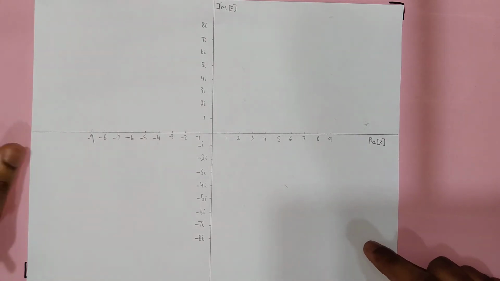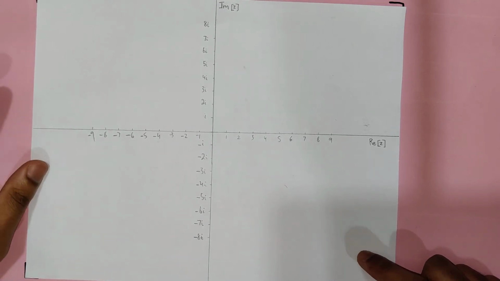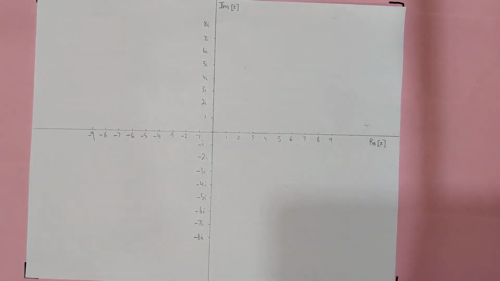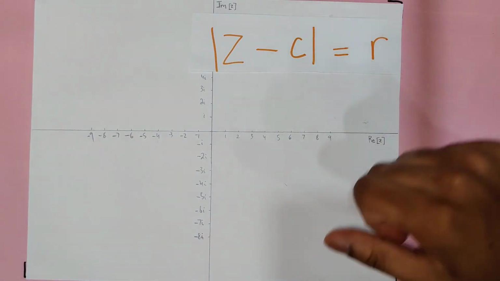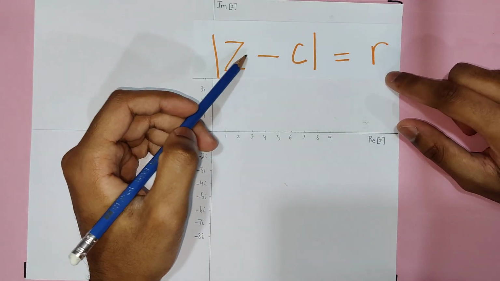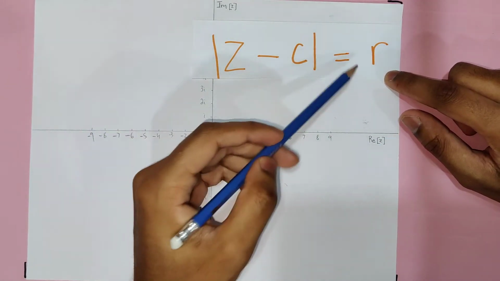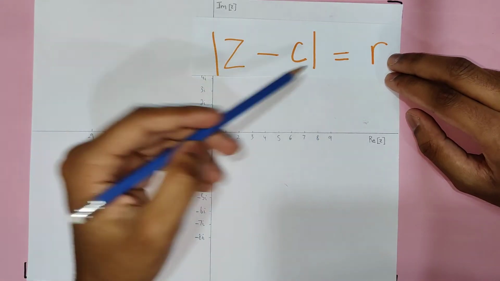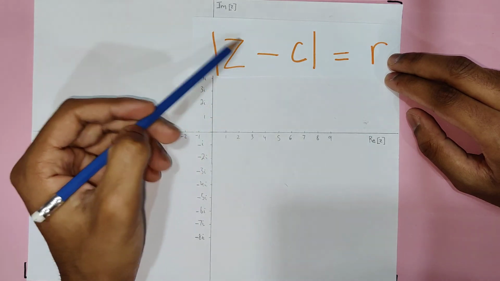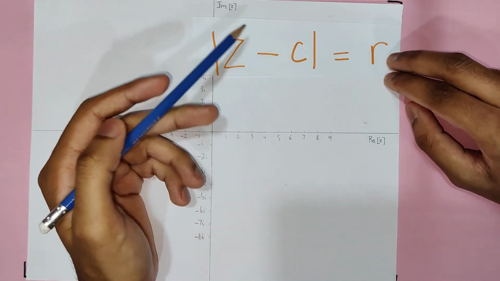The next part we'll be looking at is loci in the complex plane. So that is essentially shapes and lines and different things that you can do with complex numbers within the complex plane. So if we take a look at this form of equation here, we have |z - c| = r, where z is a complex number, c is a constant, and r is another constant. So what do these two lines mean? This means the distance of z from c.